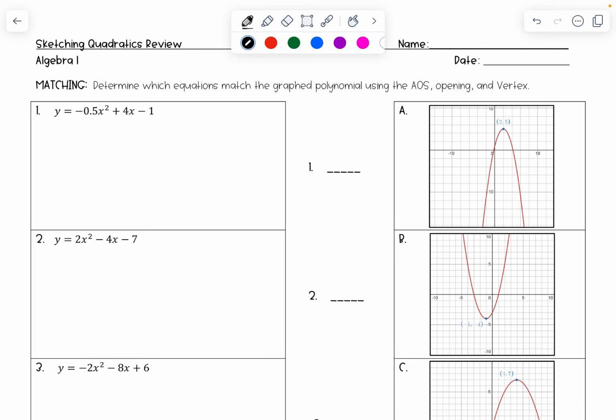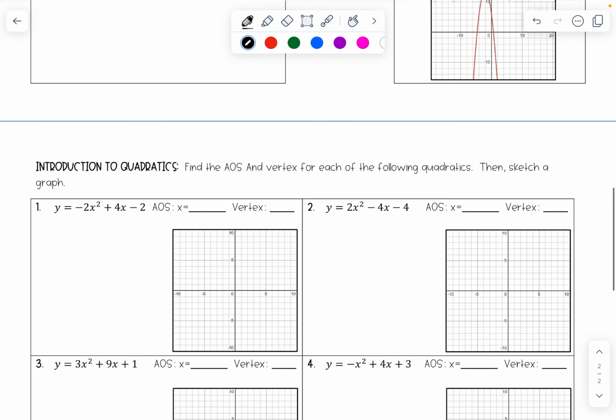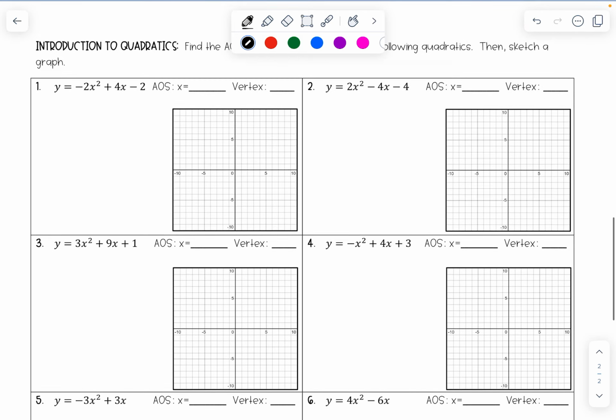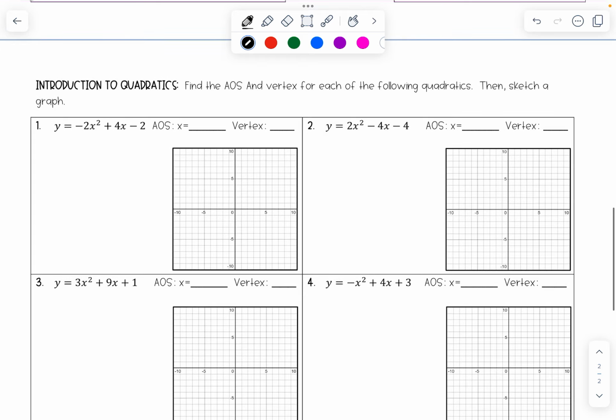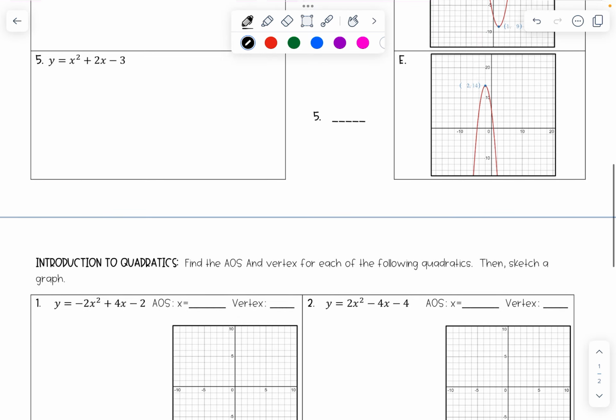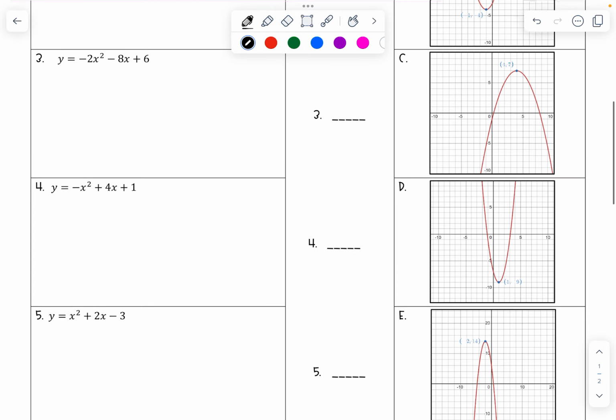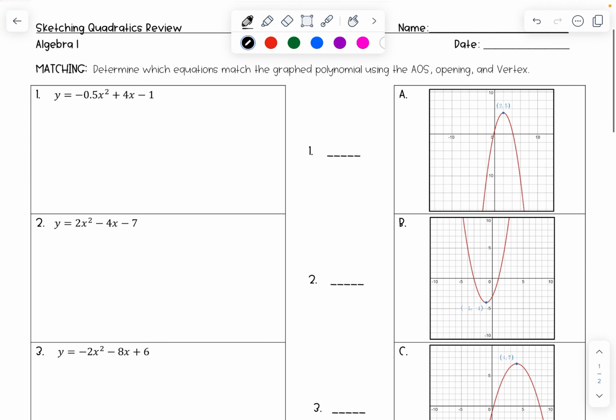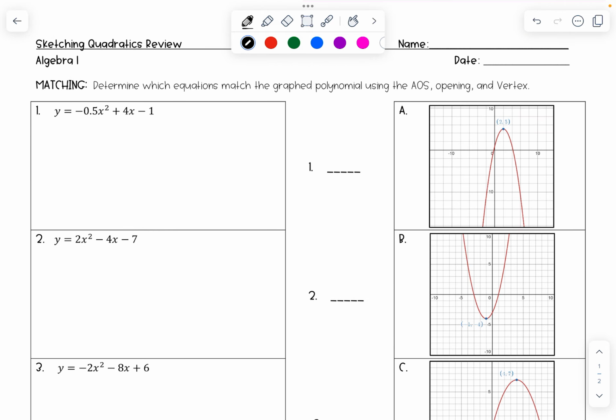So you'll see that we have A, B, C, D, E to work with, and then on the back side, you will draw a quick sketch. So I'm going to start with just the A, B, C, D, E options on the front. And I'll start with the first one. So for problem number 1, we're just trying to figure out which graph it's going to be.